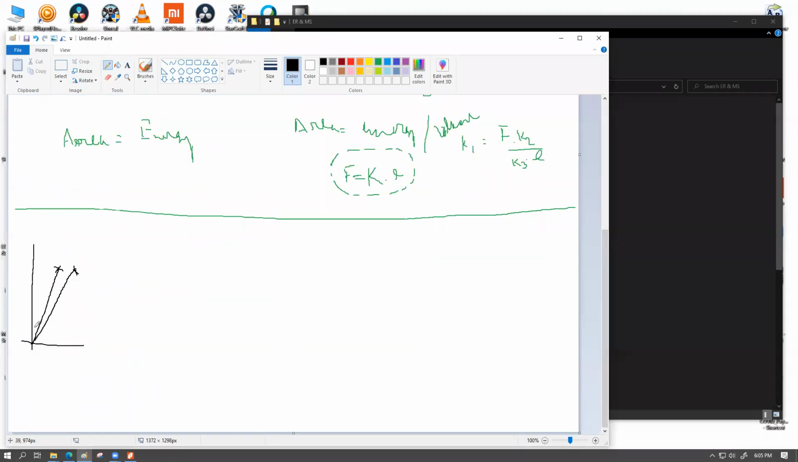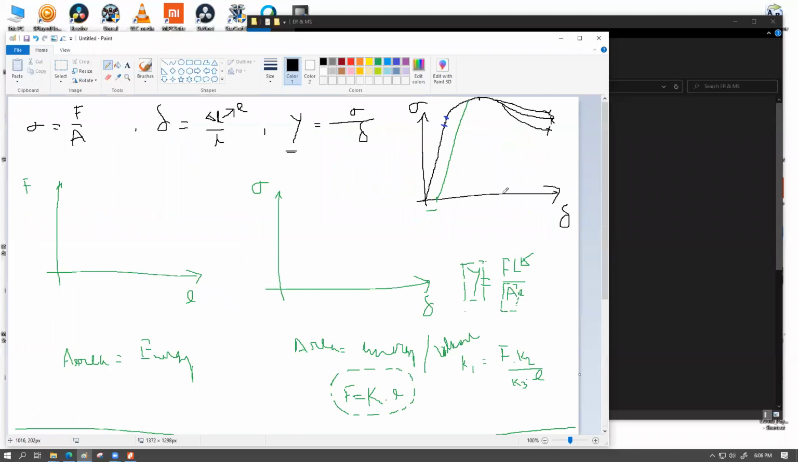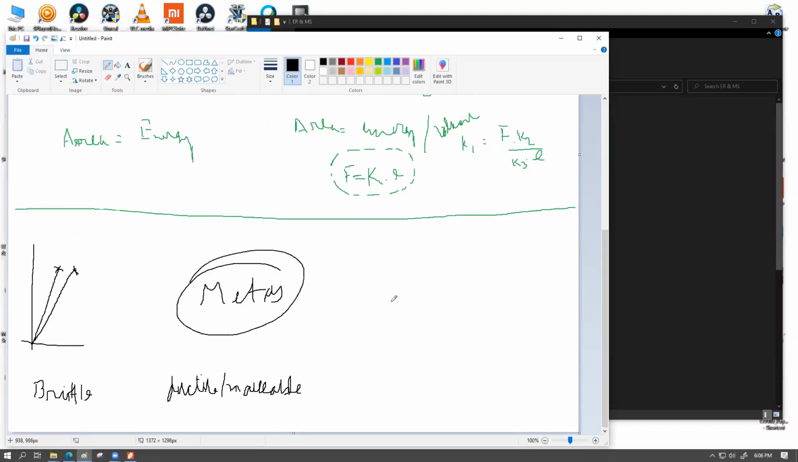So this is the shape for the brittle substances. Then we have ductile or malleable, which can be the graph for any metals. I did draw this over here, so I'm not going to draw this again. And the third thing that we can have is what we call the polymeric substances.